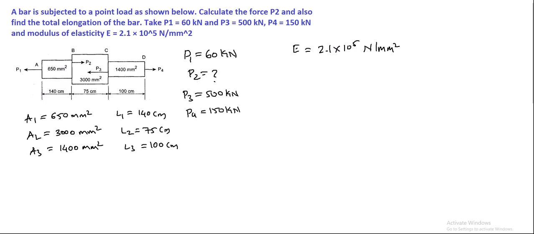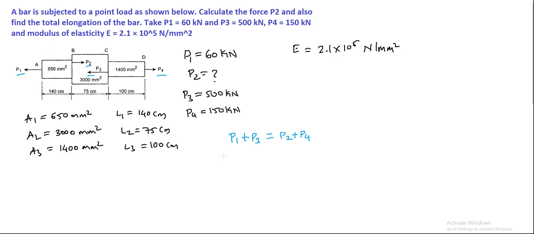To get the value of P2, what do I need to do? I will take P1 and P3, which are in the same direction. I will take P1 plus P3, and P2 and P4 are in the other direction. These two must be equal, that is P2 plus P4. Then only the given element is in equilibrium.